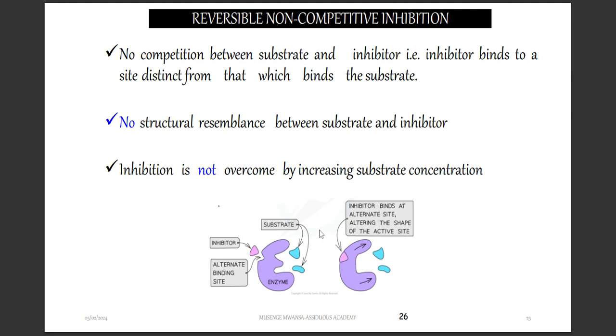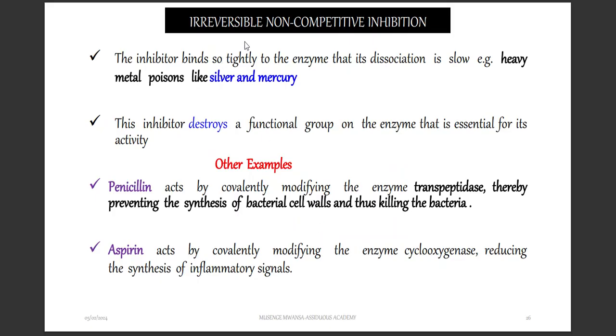You can reverse it. Now for the irreversible non-competitive inhibition, here the inhibitor will be able to bind to the allosteric site also because it's non-competitive. But then it binds more tightly, so you cannot reverse this. Silver and mercury ions: these inhibitors will be able to destroy a functional group of the enzyme, which is important for the activity.